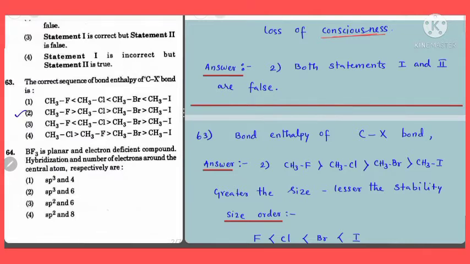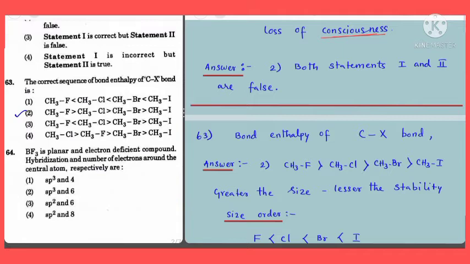The CH3F bond is much stronger, so it has greater bond enthalpy than CH3Cl, which in turn is greater than CH3Br, then CH3I. The carbon-fluorine bond is much stronger. Because of the smaller size, the fluorine atom can be strongly held by the methyl carbon, so it is difficult to break the C-F bond and it needs more energy.